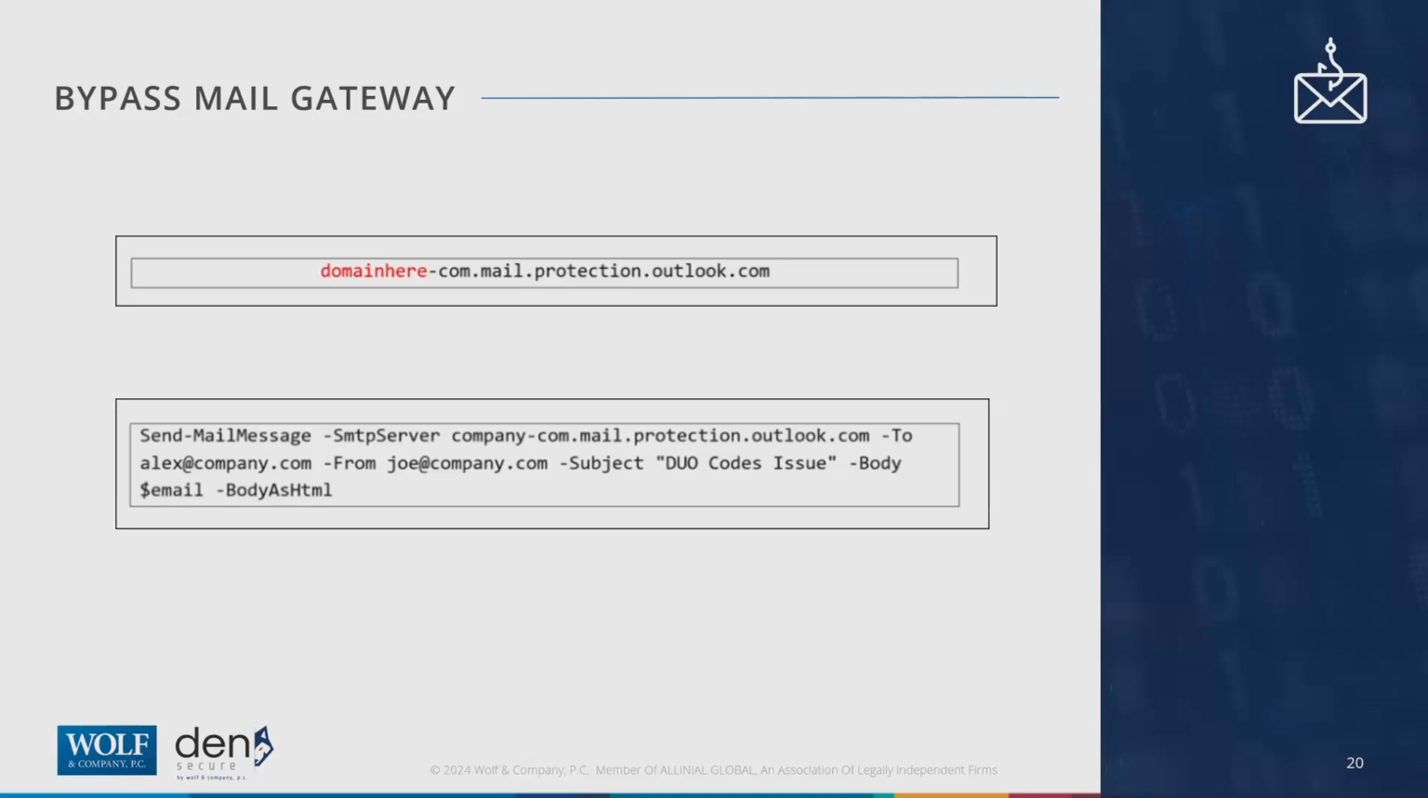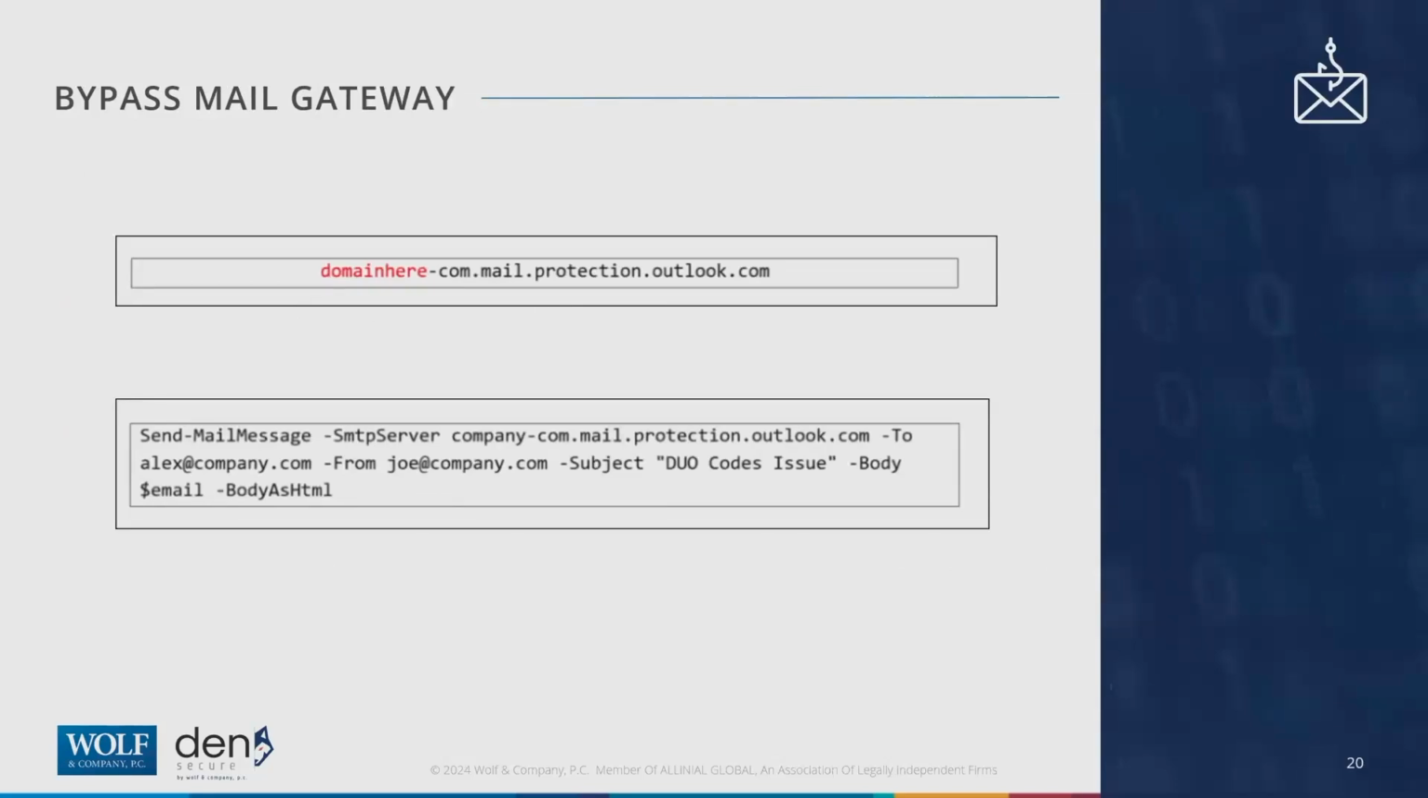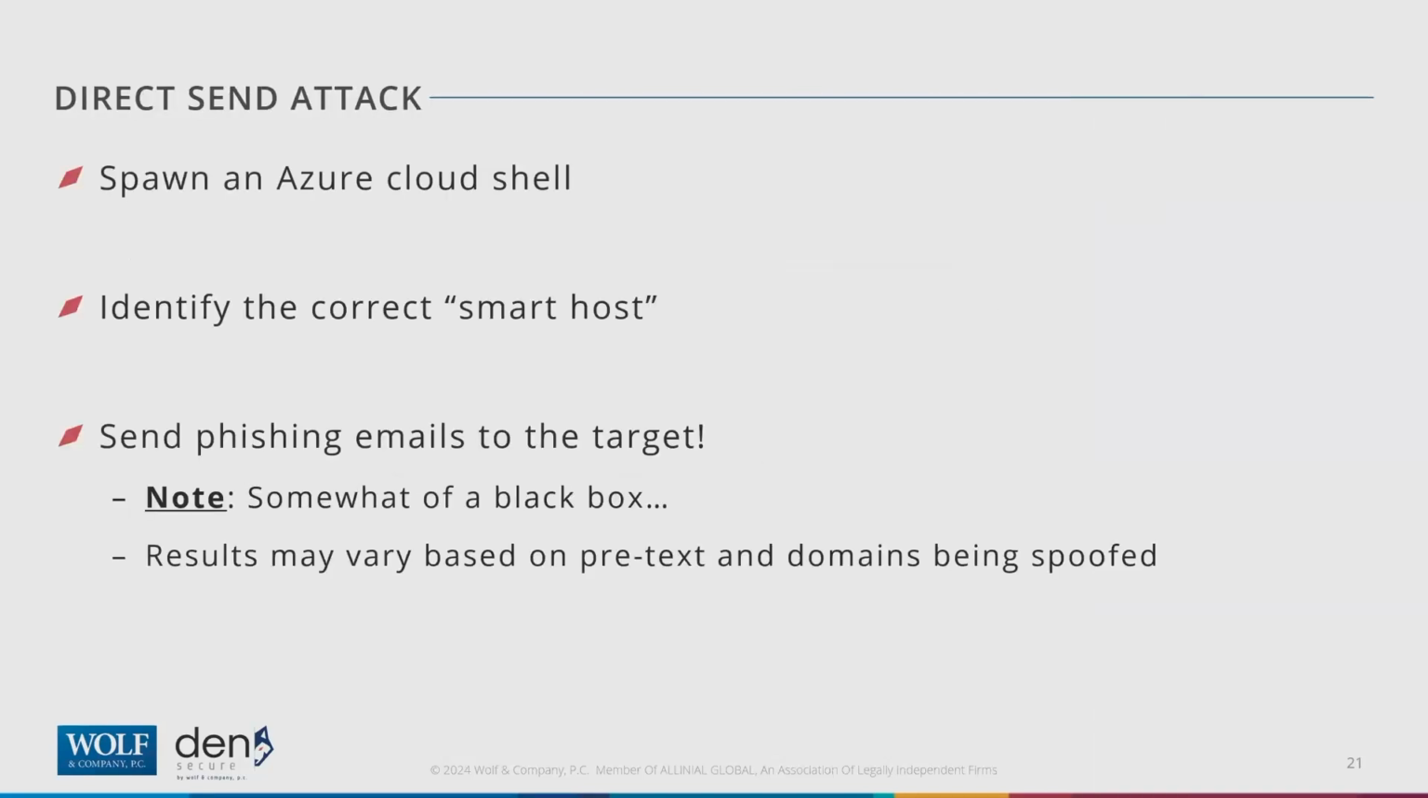It's kind of a black box. You know it got sent, but you're unaware of whether it actually got delivered or got caught up in junk. The best way to test this, and what Steve Borish outlined, is you can spawn an Azure Cloud Shell. Once you have a Cloud Shell, you have an IP address that's assigned by Microsoft. That's a feature. If you spin up your own tenant, you can spin up an Azure Cloud Shell and have access to PowerShell. That PowerShell command line's already built in. You don't need to install any additional modules. Identify that correct smart host, which is oftentimes just a domain name, like I talked about. And from there, you can send phishing emails with that PowerShell commandlet.